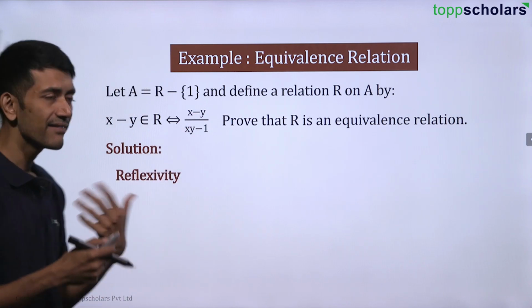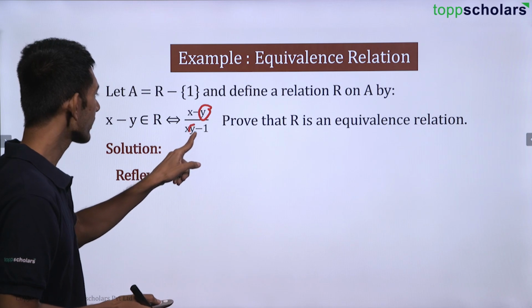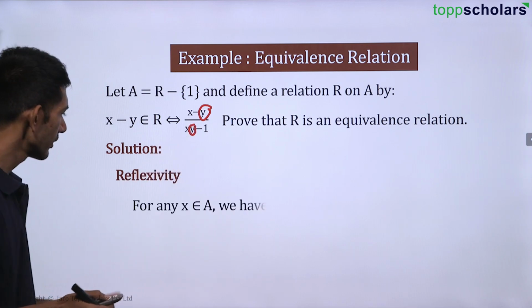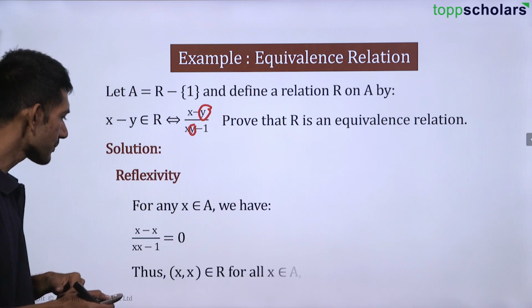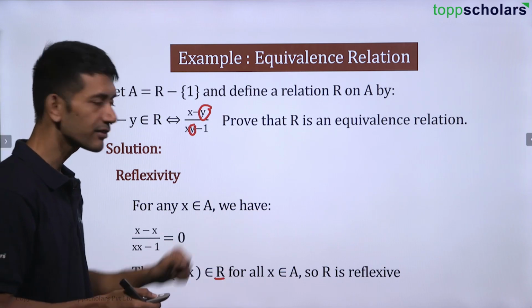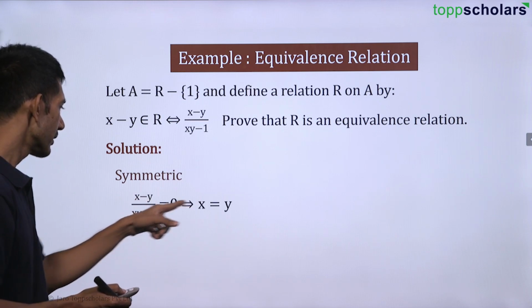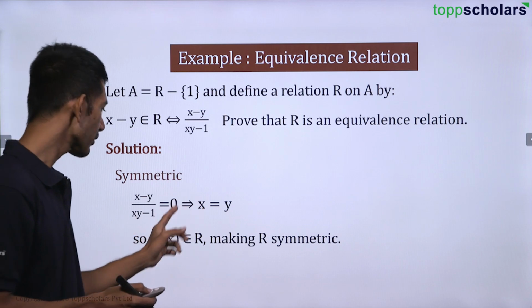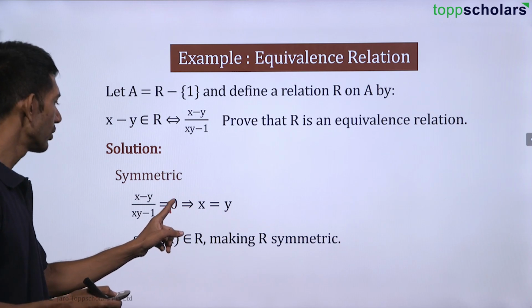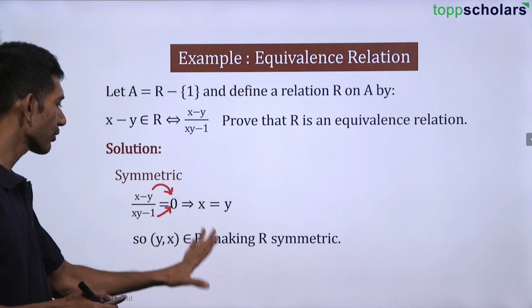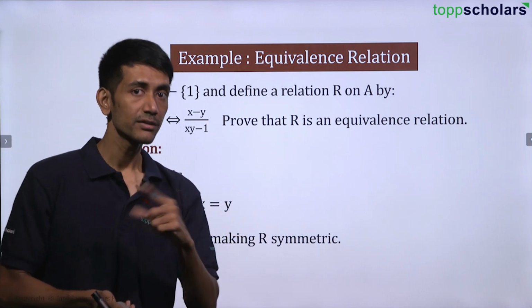So firstly, every element is related to itself. So x is equal to y. So instead of y, put x. x should be equal to y, right? So if we put that, we are going to get 0, which belongs to the set of R, right? So we can say that this is reflexive. For symmetric, what are we going to do? We'll solve this. If I put it here, I'll get x minus y is equal to 0. And then shift y on the right hand side, I get x is equal to y. So if x is equal to y, can I say y is equal to x? x is equal to y is equal to x, same thing. So this is symmetric, right?